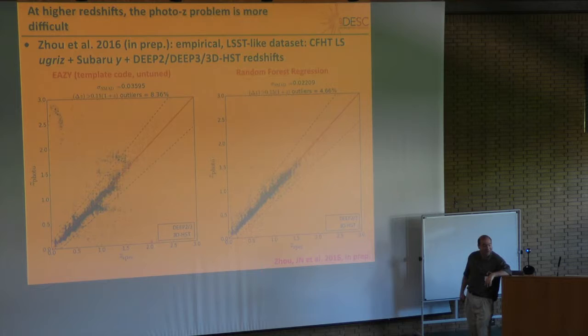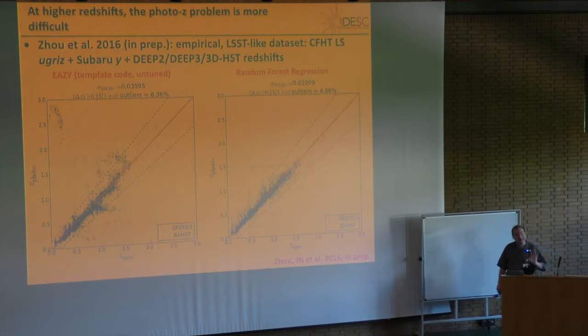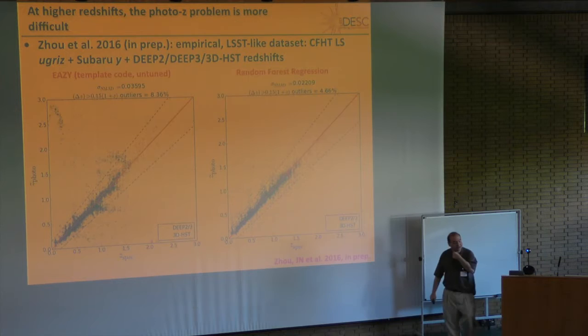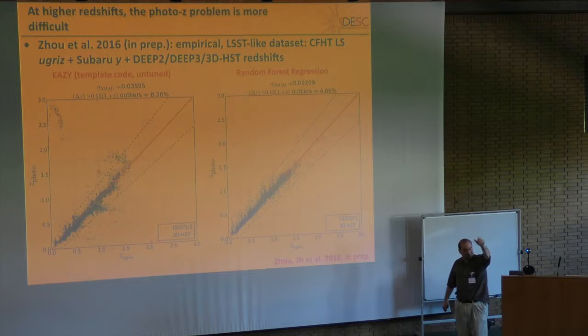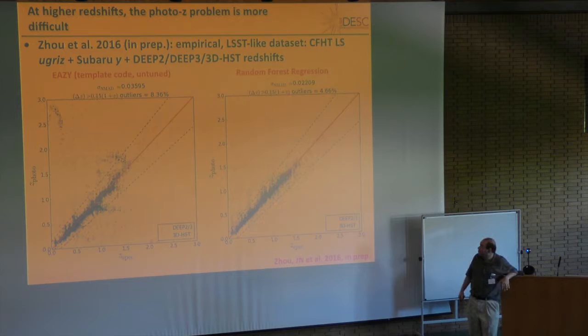We're going to work in particular with a data set put together by Rongpu Zhou, who's a student at the University of Pittsburgh, which is intended to be an empirical data set that resembles what LSST will do. So it's taken CFHT Legacy Survey imaging in u, g, r, i, and z, and we have obtained deep imaging with Subaru in the y band. So that's our imaging, u, g, r, i, z, y, just like LSST. And then for redshifts, we combine the DEEP2 galaxy survey, DEEP3, which is the successor to DEEP2, and 3D-HST, which is a very different project that uses a grism on the Hubble Space Telescope to get lower quality redshifts, but that can push you into a higher redshift domain. That's the red points here.